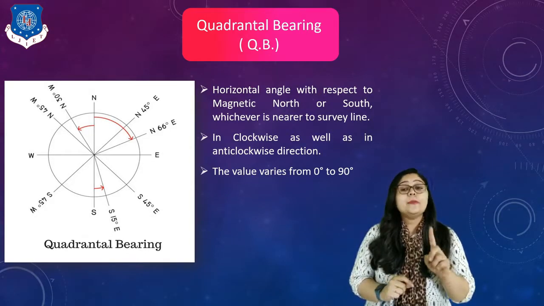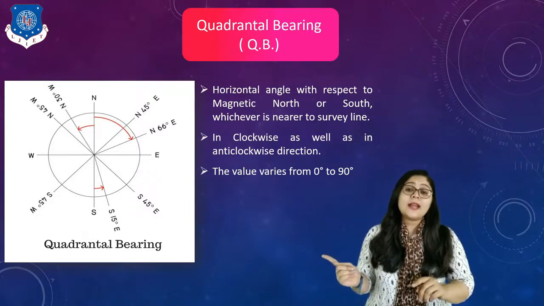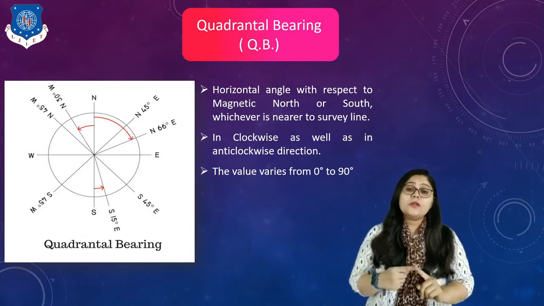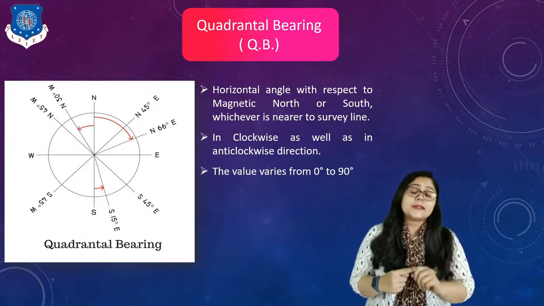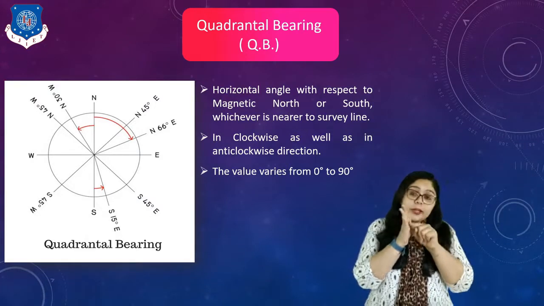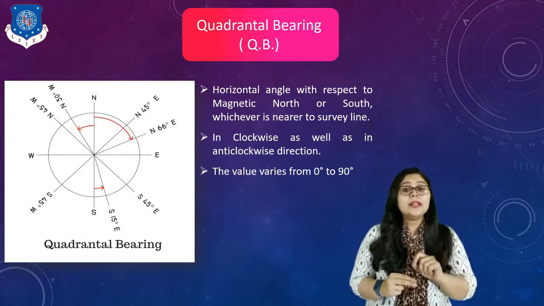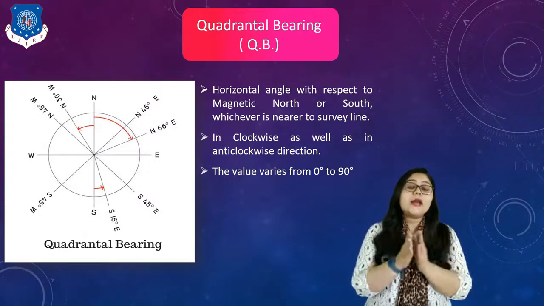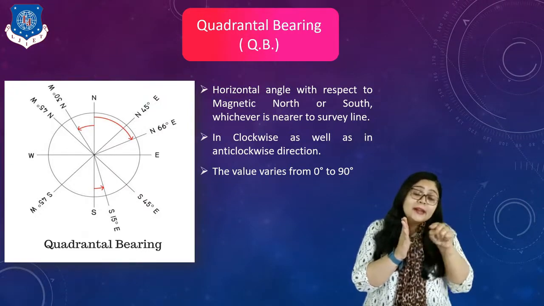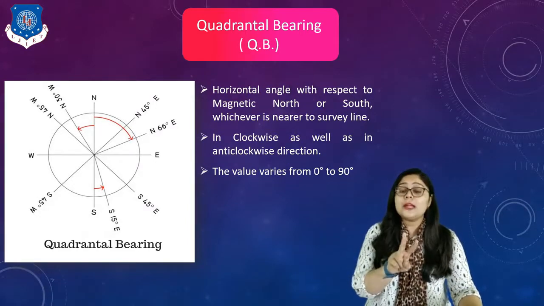But if my survey line goes through the second quadrant, as you can see, the second quadrant is S to E. It means if I talk about the value south 15 degree east, then I have to go anti-clockwise with respect to south, because now east is the 90 degree and south is the 0 degree. So I have to measure from 0 to 90. So south to east in anti-clockwise direction. That is the concept for the quadrantal bearing for the second quadrant.